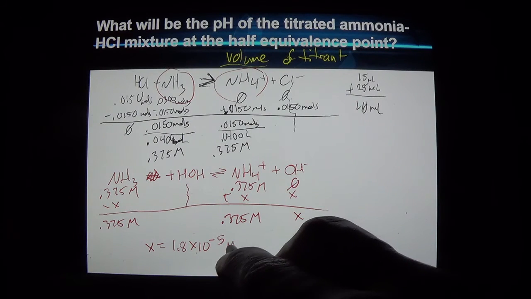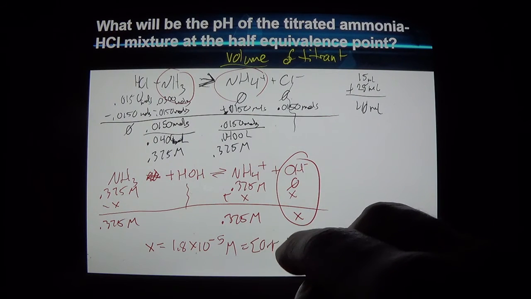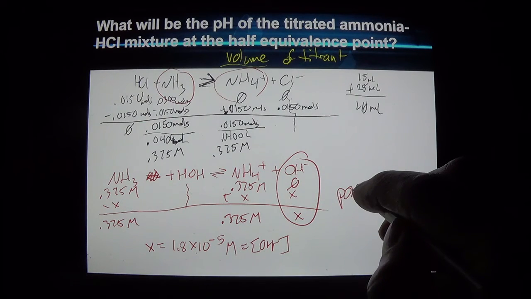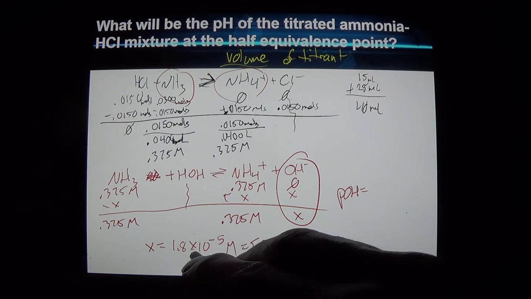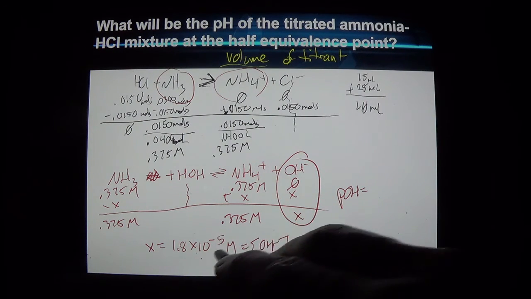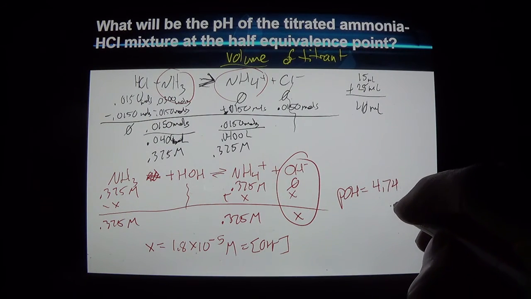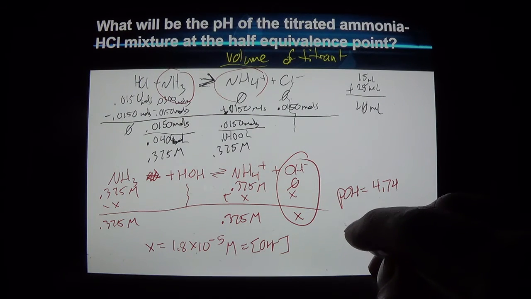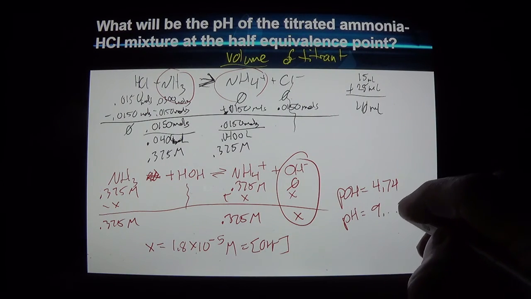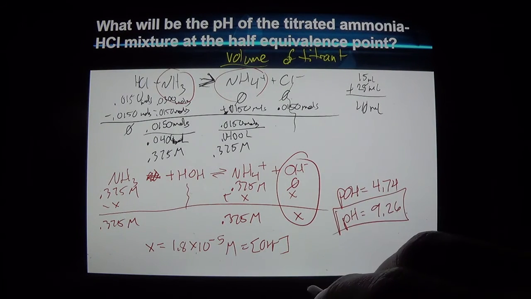Well, what good does that do me? Well, be very careful here. X is the concentration of hydroxide ion, which means I can find a POH. And it turns out when I take the negative log of the concentration of hydroxide, which is that number there, I end up with a POH of 4.74. So we're on the basic side, which means now the question asks for pH, so I'm not done. So 14 minus that, I get a pH of 9.26. Okay, so there's my final answer at the half equivalence point.